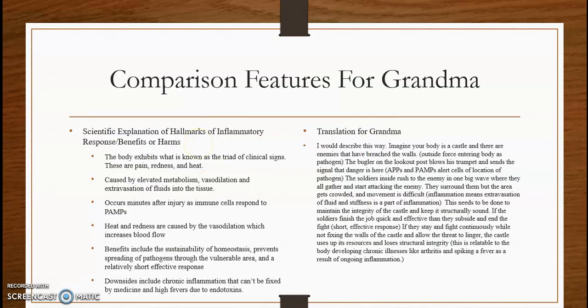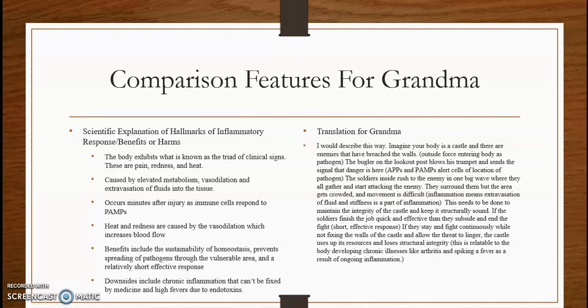Comparison features for grama. On the left I have the scientific explanation of the hallmarks of inflammatory responses and the benefits or harms, and on the right I have the translation if I was describing those processes to my grandma.